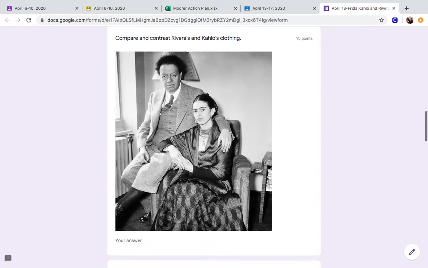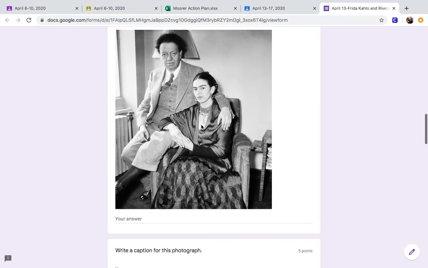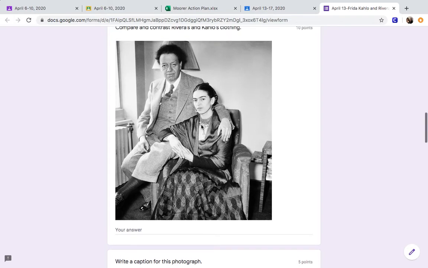Okay, the next picture that we're going to look at is an actual picture, a photograph. So here I want to compare and contrast Riviera and Callow's clothing. So remember, Riviera is Diego, the man, and Callow is Frida, the woman. So what I'm looking at in here is I want to compare, so I want to say something is similar, and I also want to say something is different.